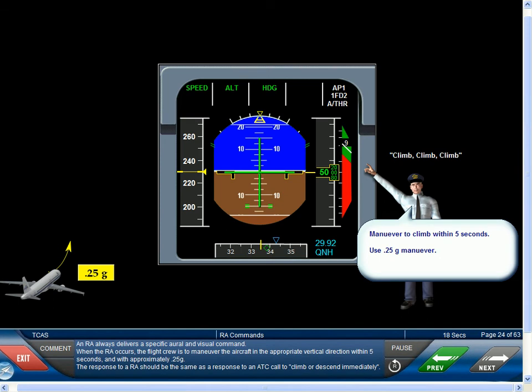When the RA occurs, the flight crew is to maneuver the aircraft in the appropriate vertical direction within 5 seconds and with approximately 0.25 Gs. The response to an RA should be the same as a response to an ATC call to climb or descend immediately.